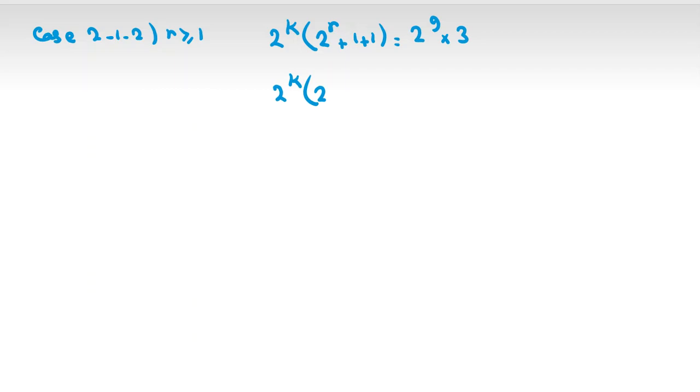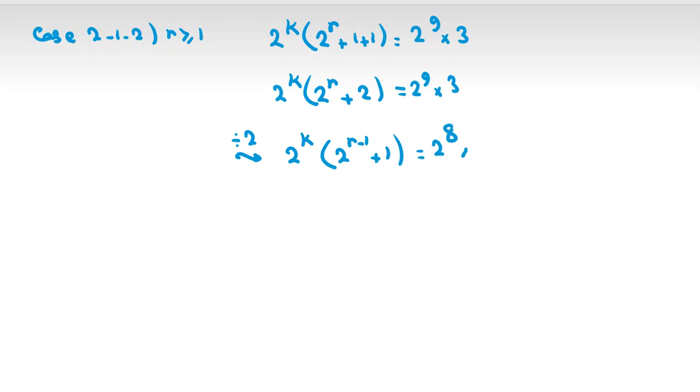It will be 2 to the k times (2 to the r plus 2) equal to 2 to the 9 times 3, because r is at least 1, so it is even, all of them even. We divide both sides by 2. Will be 2 to the k times (2 to the r minus 1 plus 1) equal to 2 to the 8 times 3.